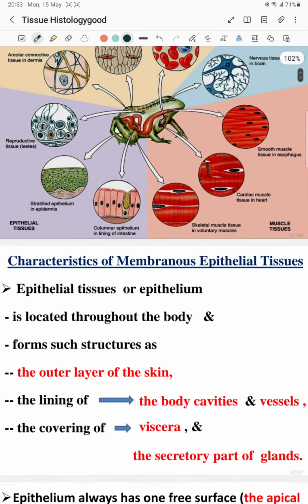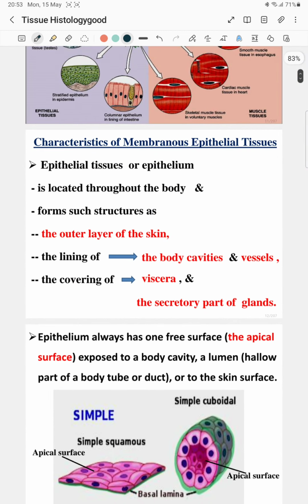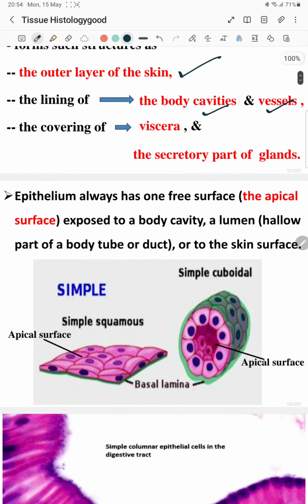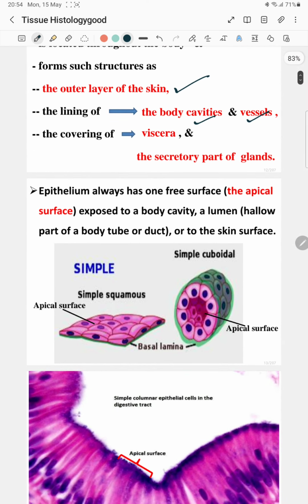So without wasting time, we should carry forward with the epithelial tissues. First thing first, we need the location. Where can we find this epithelial tissue? In the outer layer of the skin, in the lining of the body cavities and vessels. Our body, if we see, is loaded with vessels. Vessels means pipes. Also the covering of viscera and the secretory parts of glands. Epithelial tissue always has one free surface. We call it the apical surface, exposed to the body cavity, a lumen, or to the skin surface.